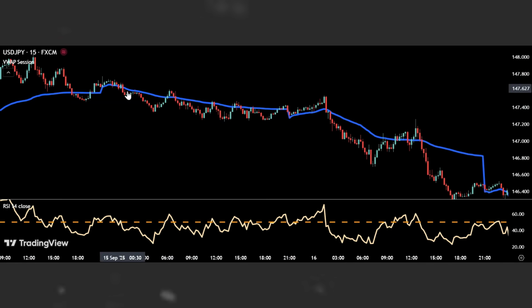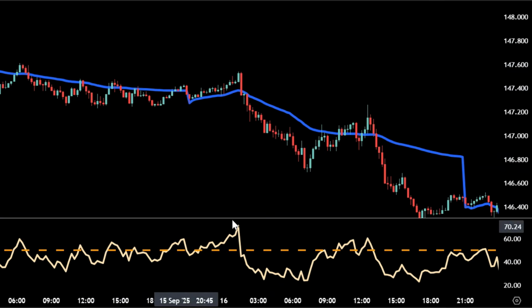Now let's look at a real bearish example. Price had been moving sideways for a while, slightly above VWAP, and RSI was around 50. Then a strong bearish candle broke below the consolidation range and pushed price below VWAP. At the same time, RSI crossed below the 50 line, showing clear downward momentum. This is a bearish breakout signal.